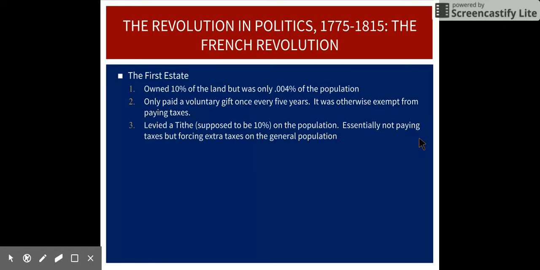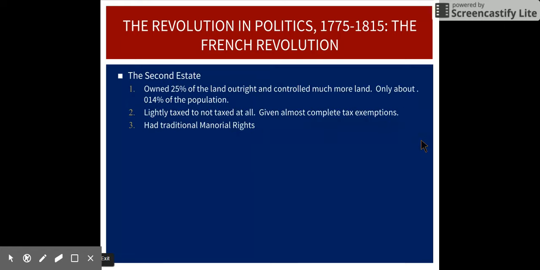So really, the first estate takes more wealth out of France than it ever puts back into France, even though it is involved in charitable giving, as the church always is. So it's pulling more out than it's putting back in.